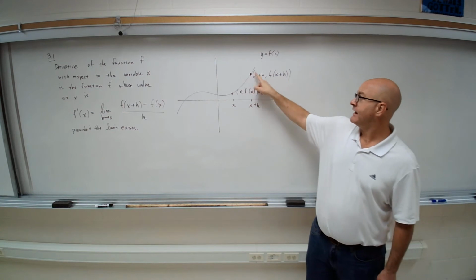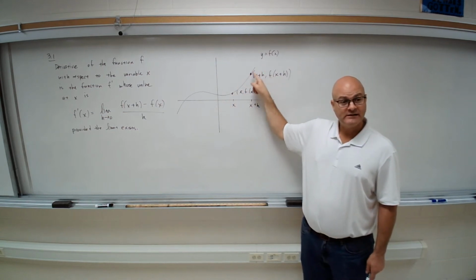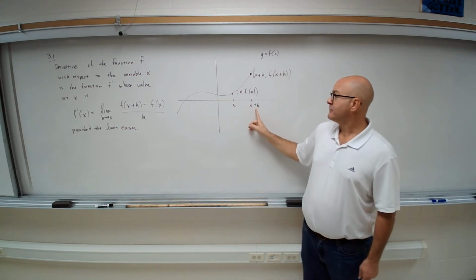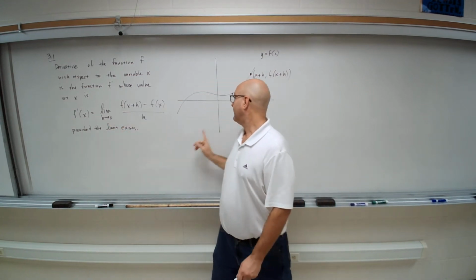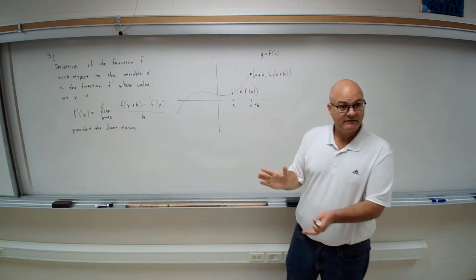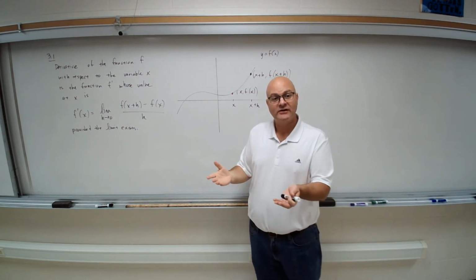So again, we can think about the secant line between these two points, right? And then as we let h approach 0, this point would move towards x, correct? And then when we take the limit, it's the same point, right? So that's going to give us our tangent line.